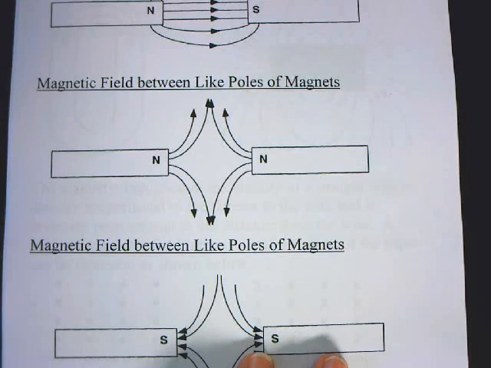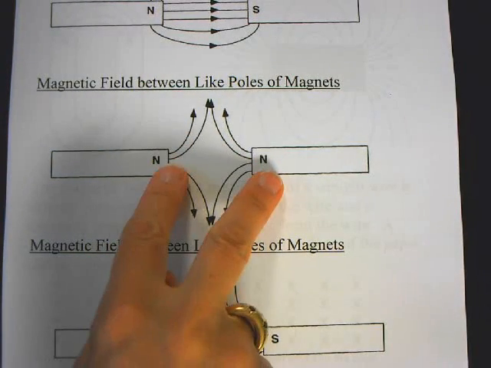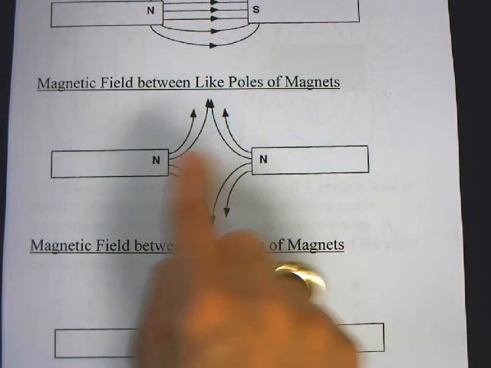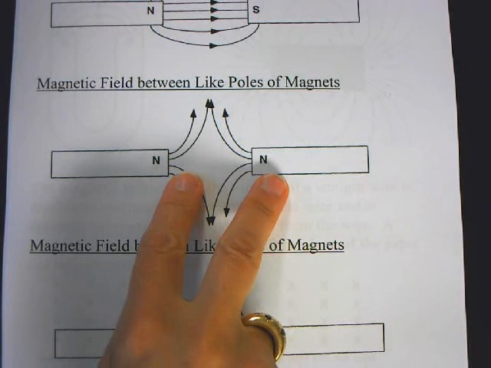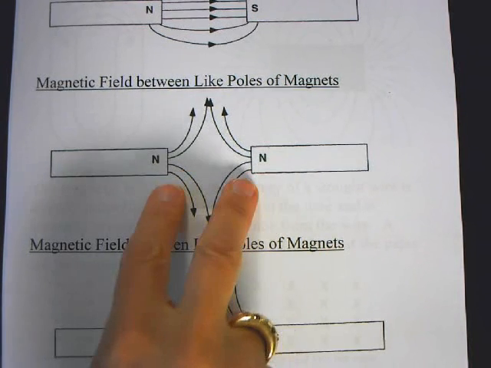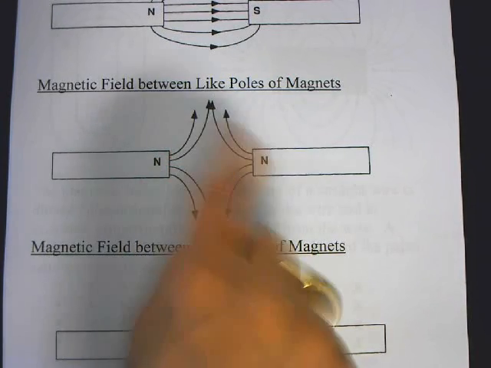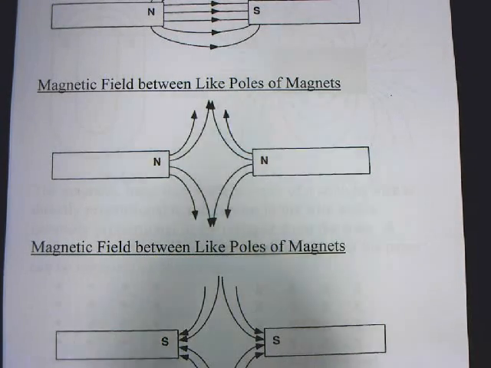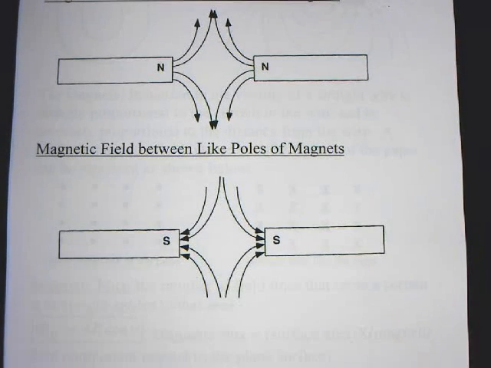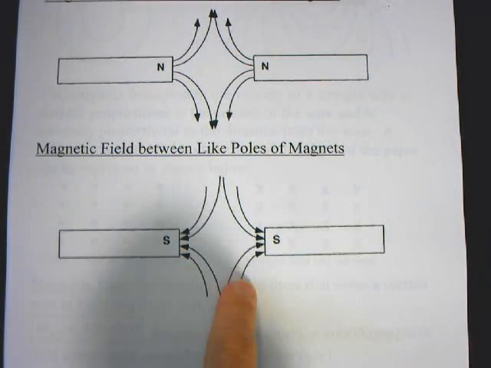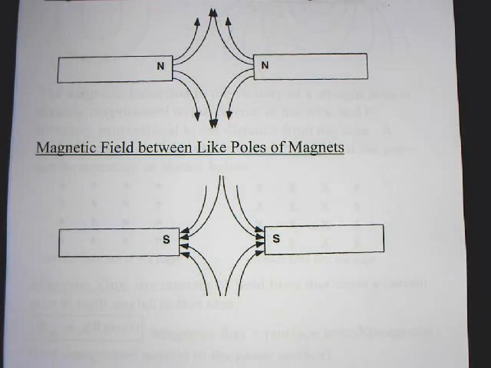Now, what if I had two magnets and I put the poles the same, north and north? Well, we know that like poles repel one another, so there's going to be a force of repulsion. Because it's north, you see how the lines are coming out and going out like this? But if I had two south, even though they're repelling one another, see how they're both going in?